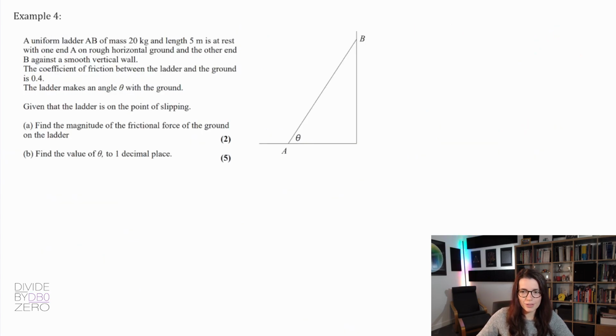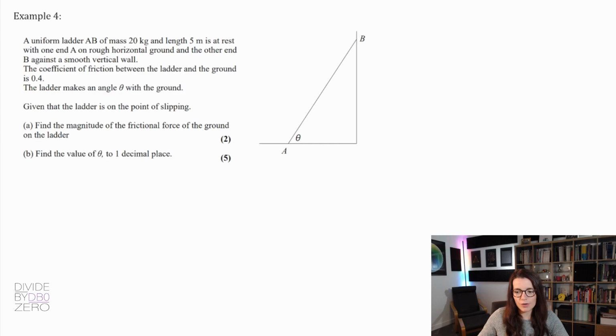Last example. A uniform ladder AB of mass 20 kilograms and length 5 meters is at rest with one end A on a rough horizontal ground and the other end B against a smooth vertical wall. The coefficient of friction between the ladder and the ground is 0.4. The ladder makes an angle theta with the ground. Given that the ladder is on the point of slipping, find the magnitude of the frictional force of the ground on the ladder.